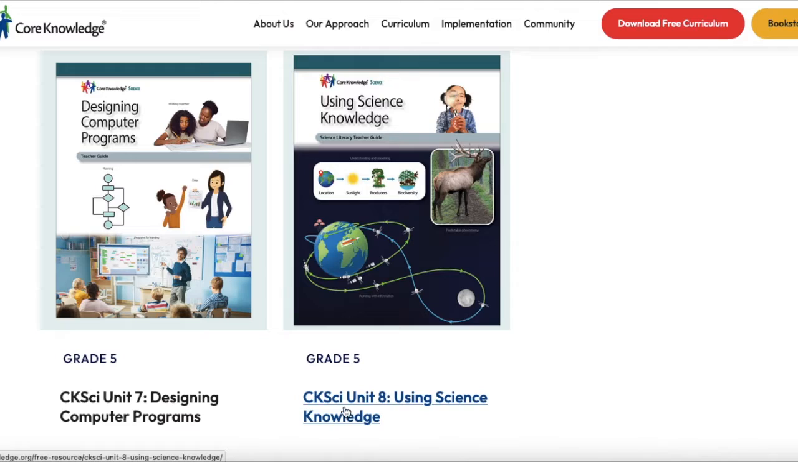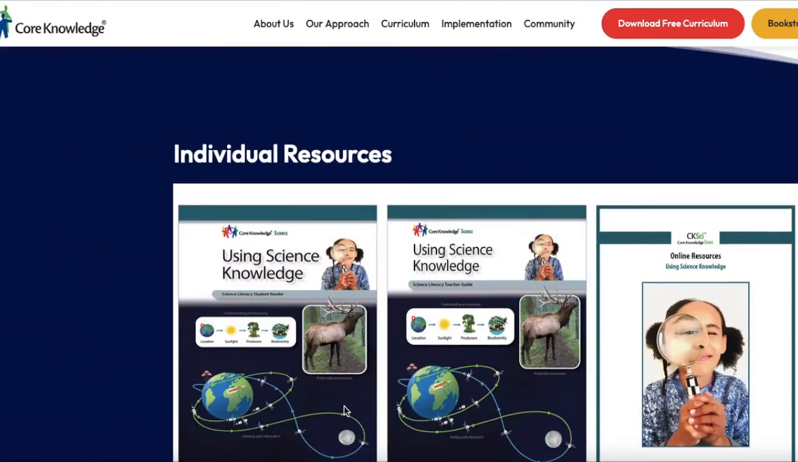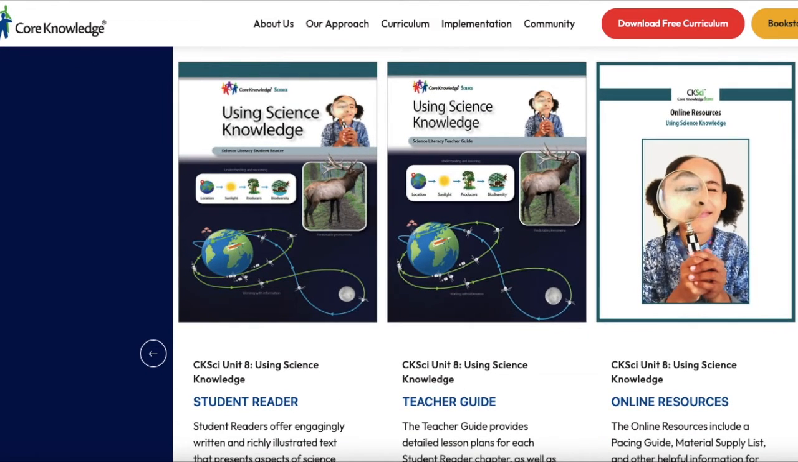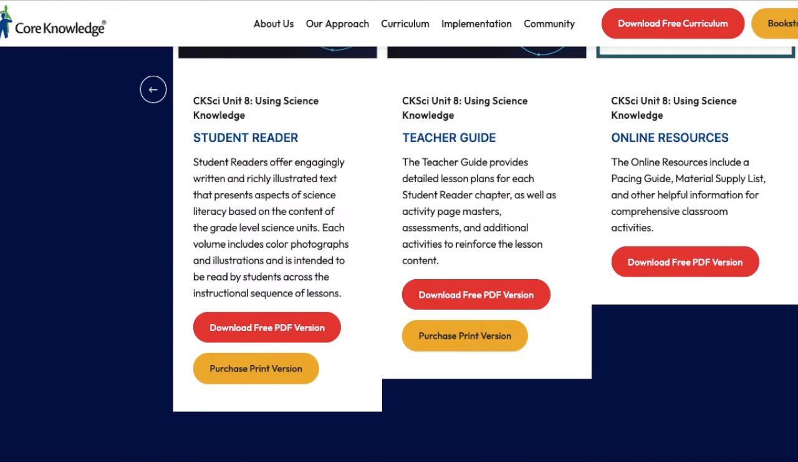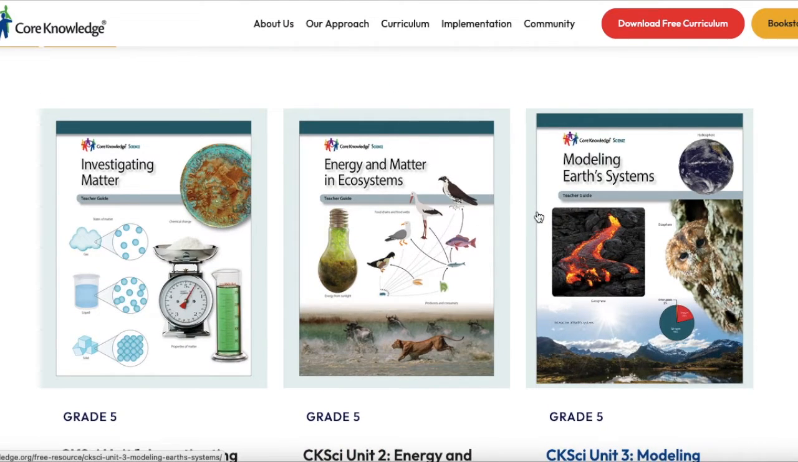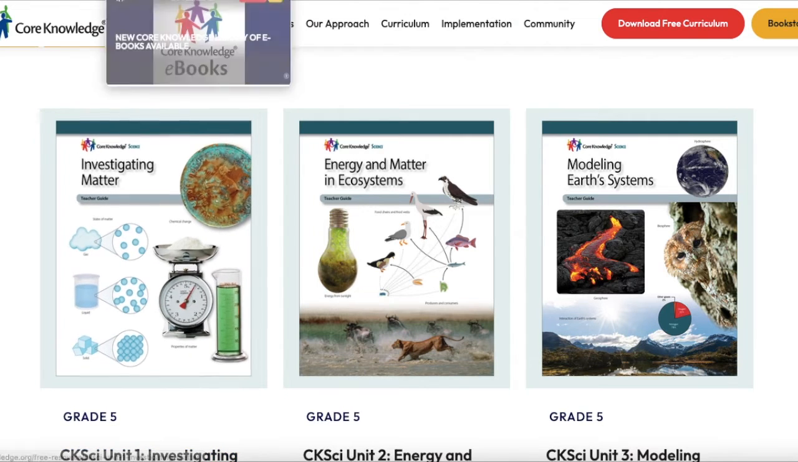Each grade level will have one, and it'll work very similar to the other units where there's a student reader or teacher guide online resource. I will do a brief overview of that once I get through the unit we're looking at. I also did want to mention that Core Knowledge does offer ebooks as well for subscription.